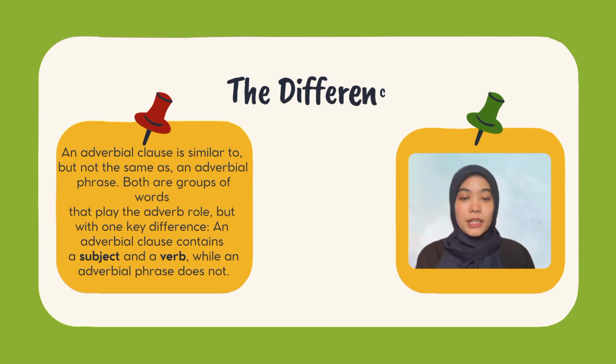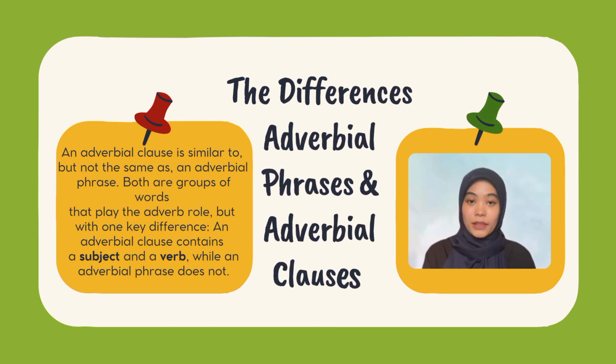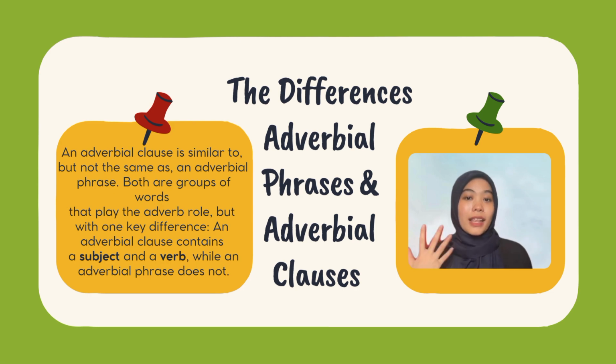Based on my explanation and Nafisa's explanation, we can see the difference between adverbial phrases and adverbial clauses. They are almost similar, but not the same, because both are groups of words that play the adverb role, but there is one key difference: adverbial clauses contain a subject and verb, while adverbial phrases do not. So that is the difference between adverbial clauses and adverbial phrases.